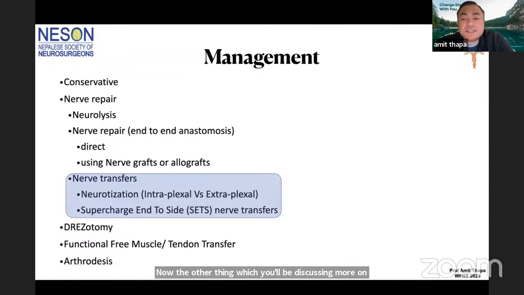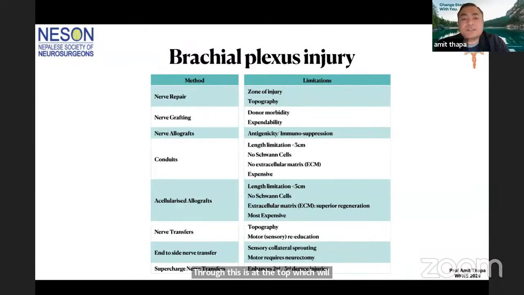Now, the other thing which we'll be discussing more in this presentation are the nerve transfers, also known as neurotizations, which can be intraplexal, that is to say if we are using nerve grafts from the same plexus, and extraplexal if we are using grafts from the opposite side or from outside that plexus, and supercharge end-to-side transfers. So rhizotomy is a procedure reserved for pain management if the patient has pain beyond 1 year of trauma. Functional pain, muscle and tendon transfer, and arthrodesis are topics which will be covered in future presentations. Now, each of these methods, even though they have some indications, also have limitations.